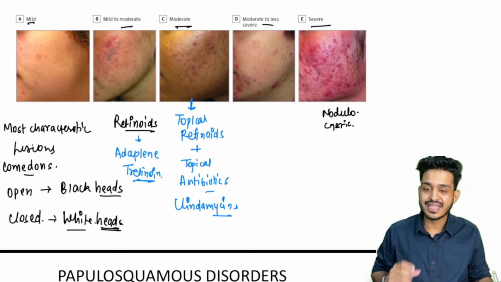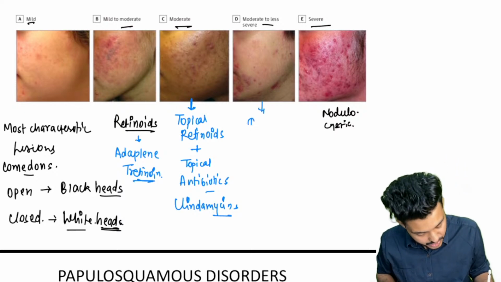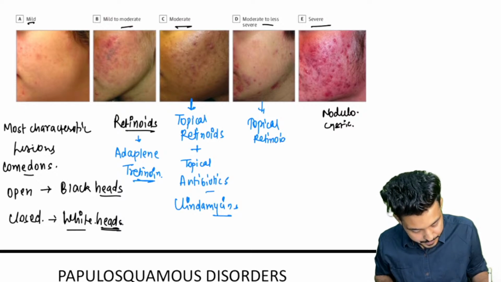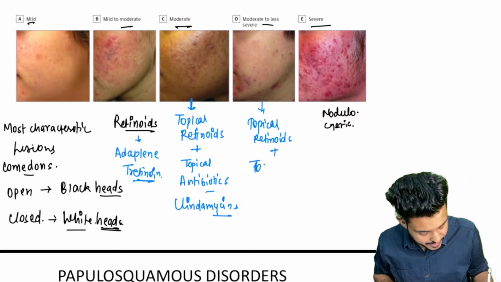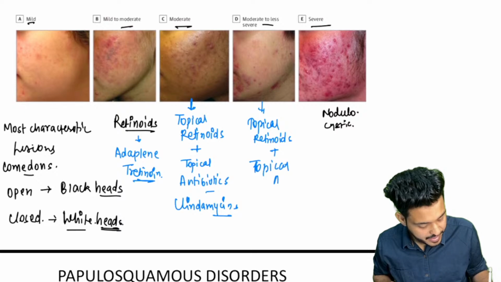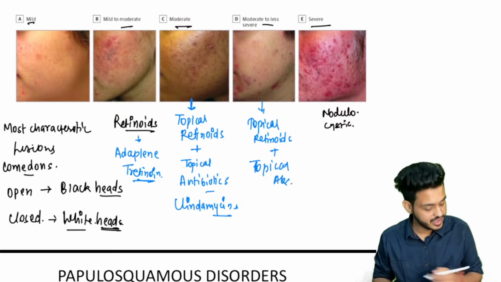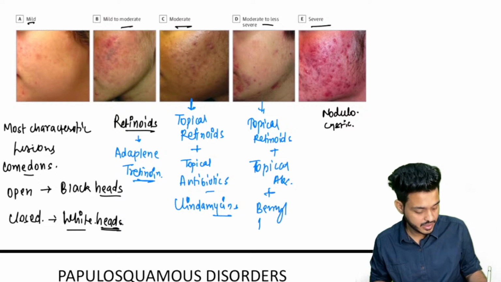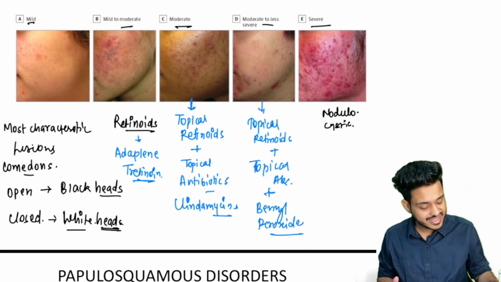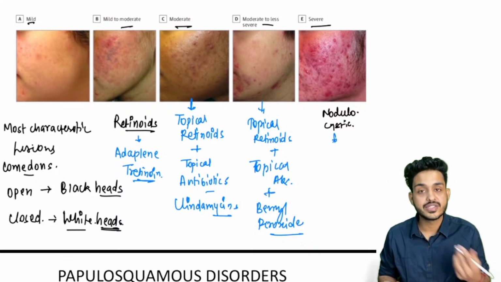In moderate to less severe, what we will do, we will give the topical retinoids. Along with that, we are giving topical antibiotics. We can also use systemic antibiotics, and we can also use benzoyl peroxide. Okay. In nodulocystic acne, the drug of choice will be isotretinoin.